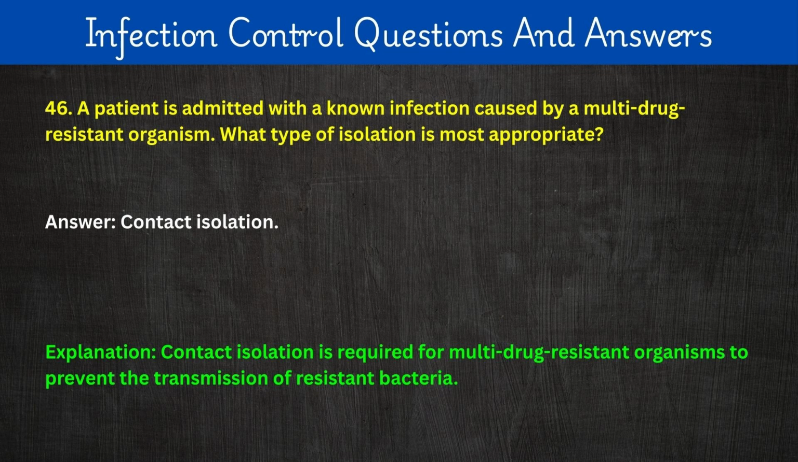46. A patient is admitted with a known infection caused by a multi-drug-resistant organism. What type of isolation is most appropriate? Answer: contact isolation. Explanation: contact isolation is required for multi-drug-resistant organisms to prevent the transmission of resistant bacteria.